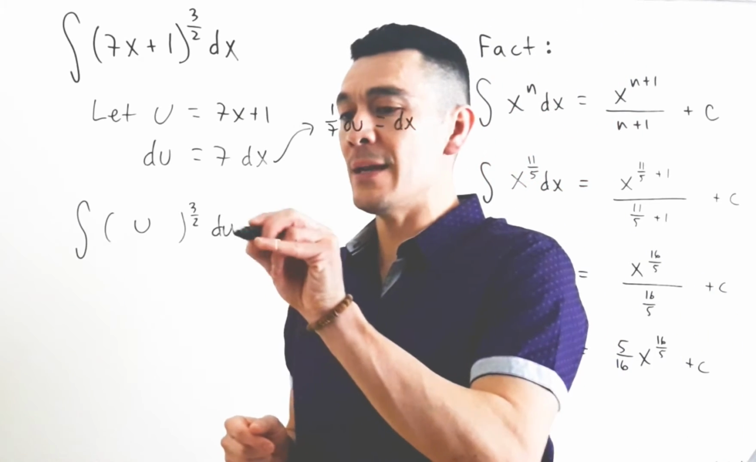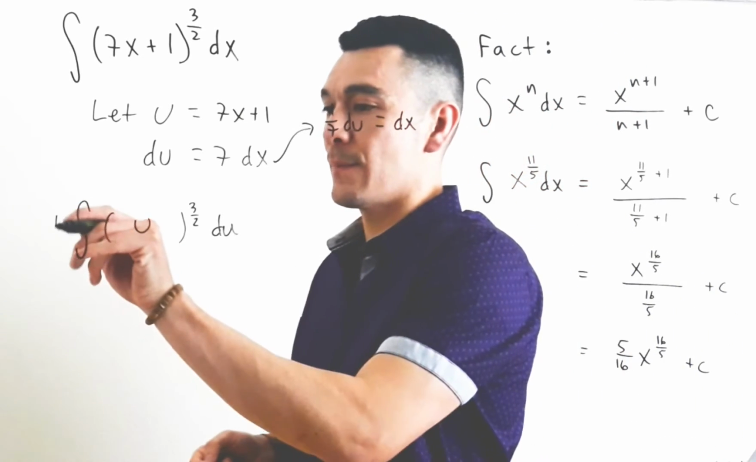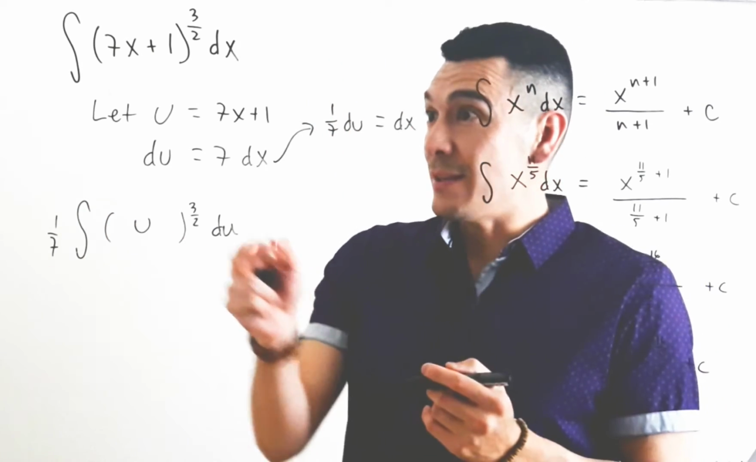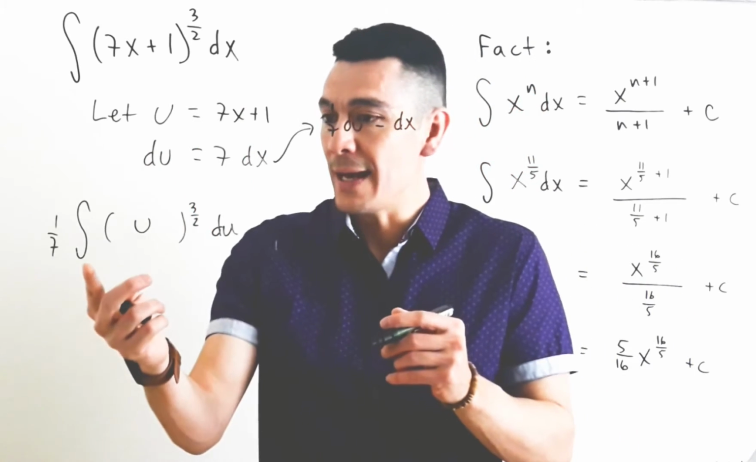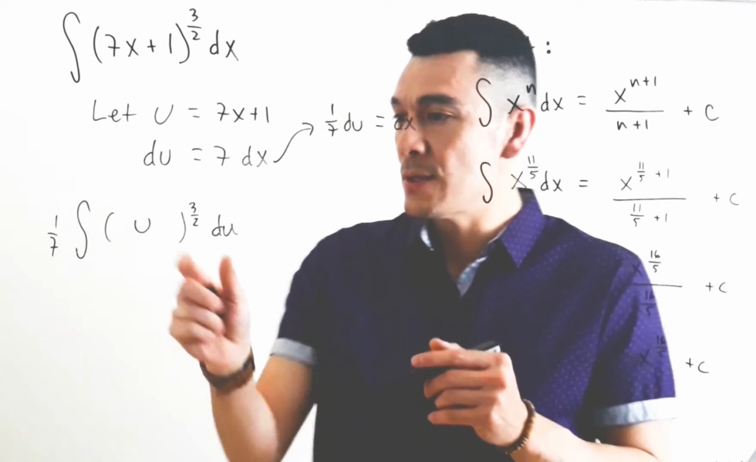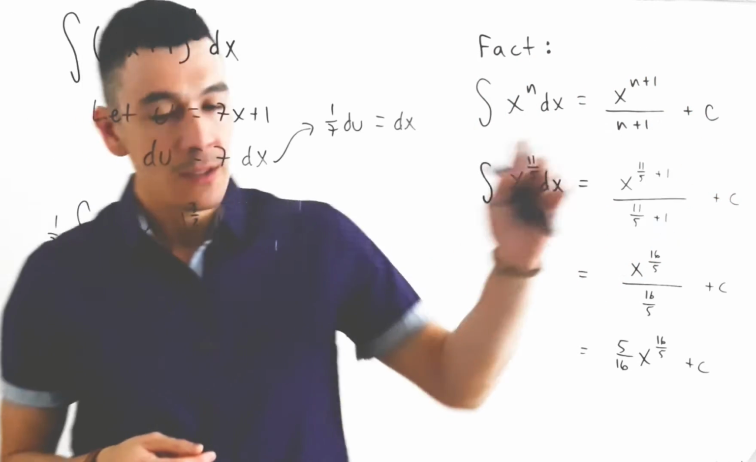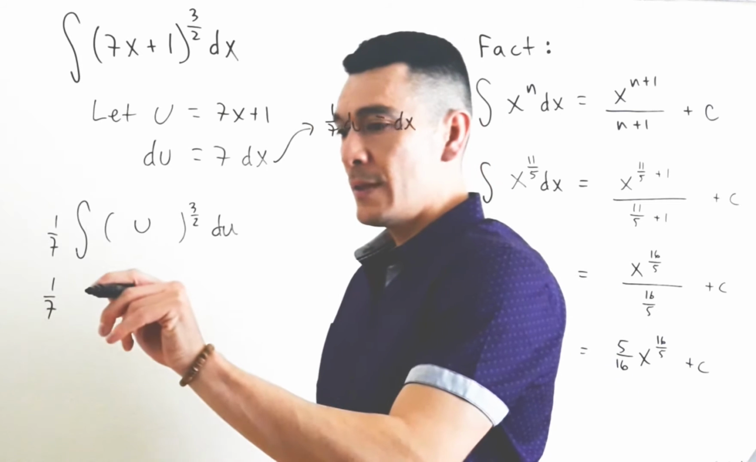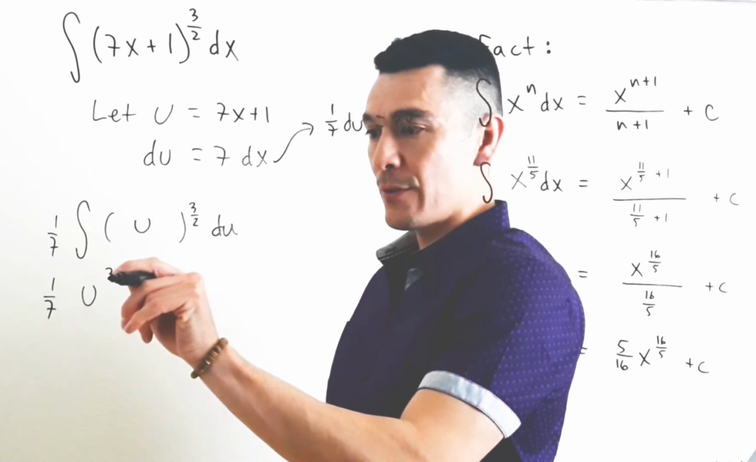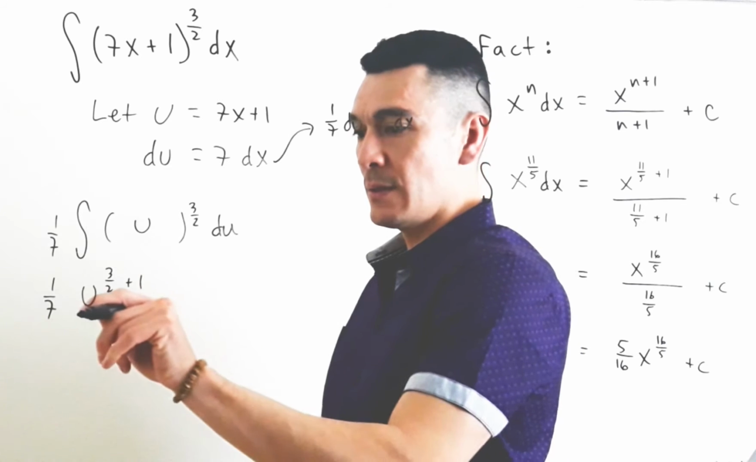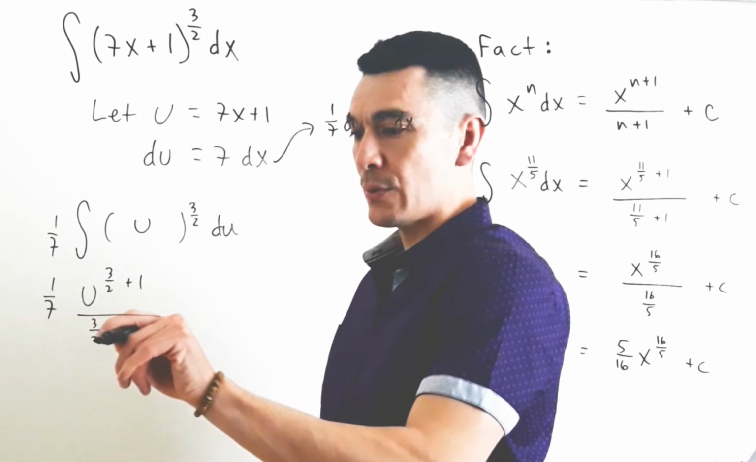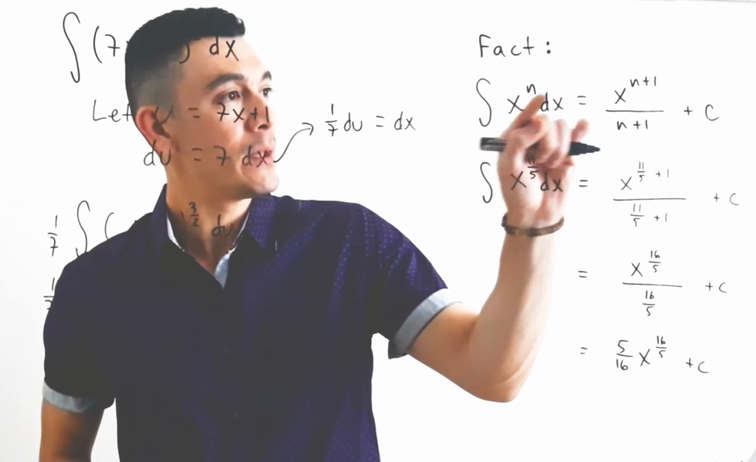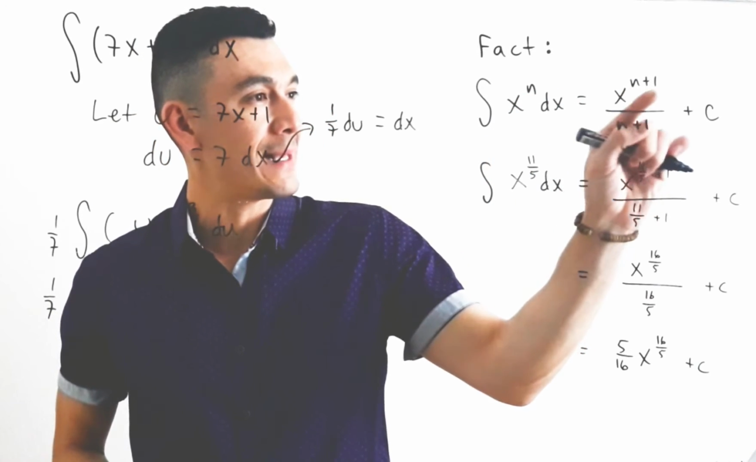So I can put the du here, and I can drop the 1/7 out there. Now this is easier to look at than this. Okay? So now let's find the actual antiderivative of this using this definition. So the 1/7 goes along for the ride. This would be u to the power of 3/2 plus 1 over 3/2 plus 1. It's always plus 1, yes? It's always the power plus 1 divided by that same thing.